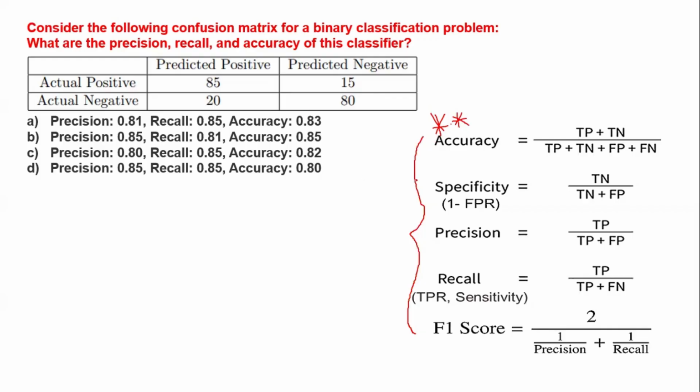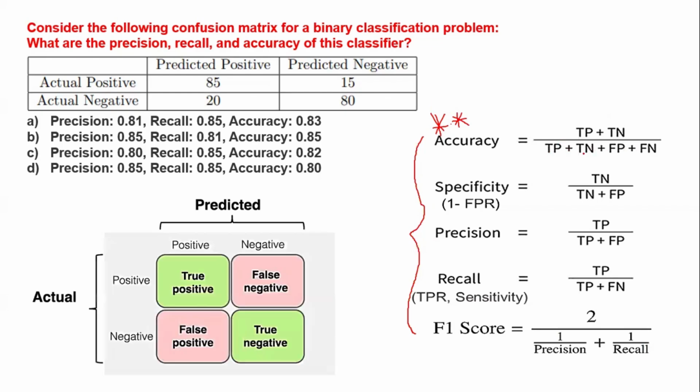Now, what is TP? What is TN? What is FP? What is FN? These are true positive, true negative, false positive, and false negative. And we write these as TP, that is true positive, TN, that is true negative, FP, that is false positive, FN, that is false negative. So here, how will we find whether it is true positive or true negative or false positive, false negative?